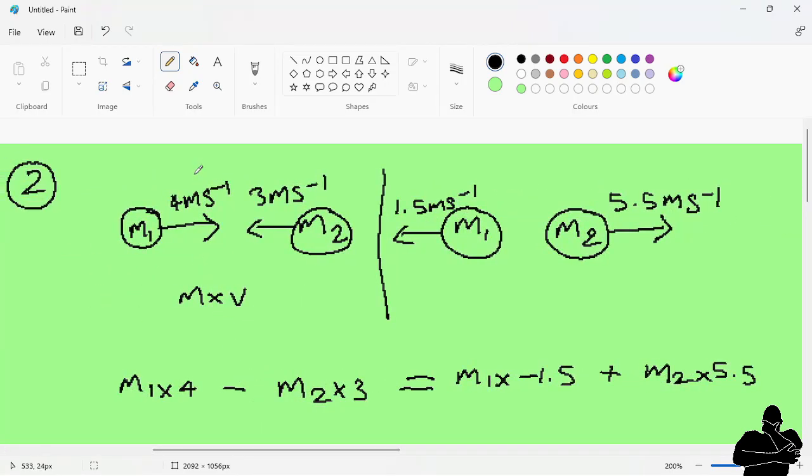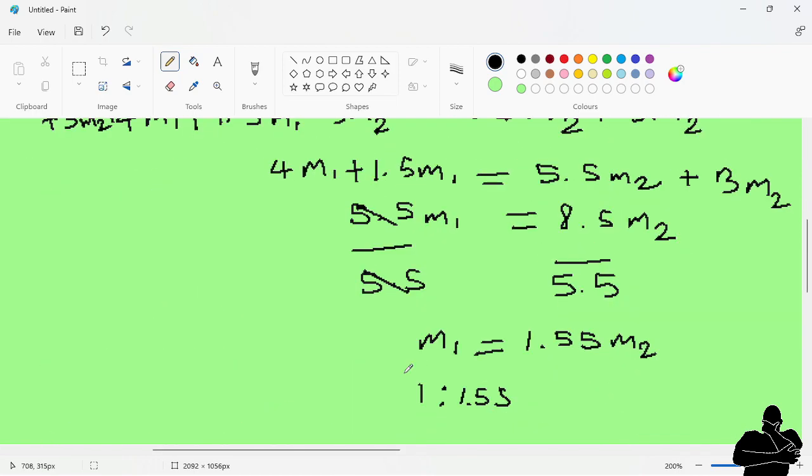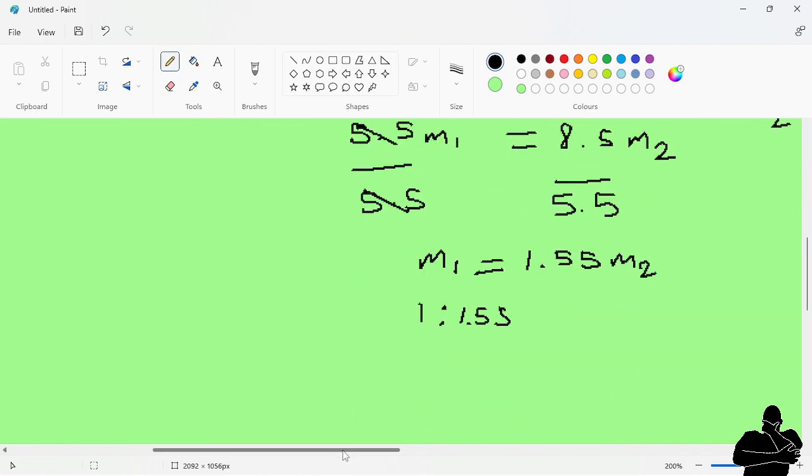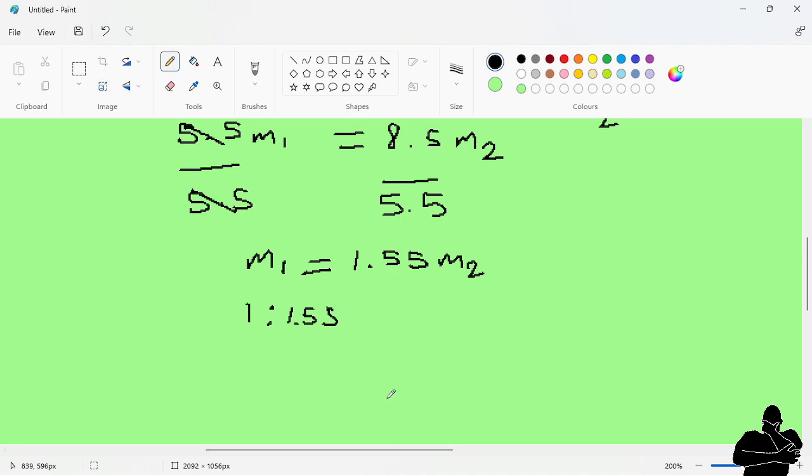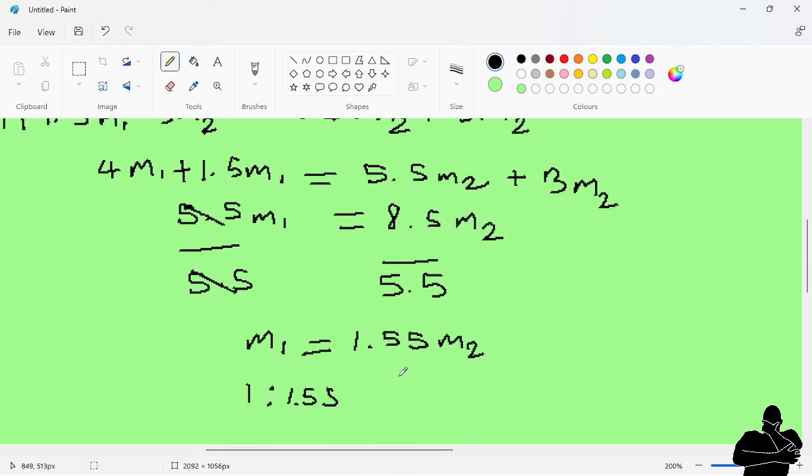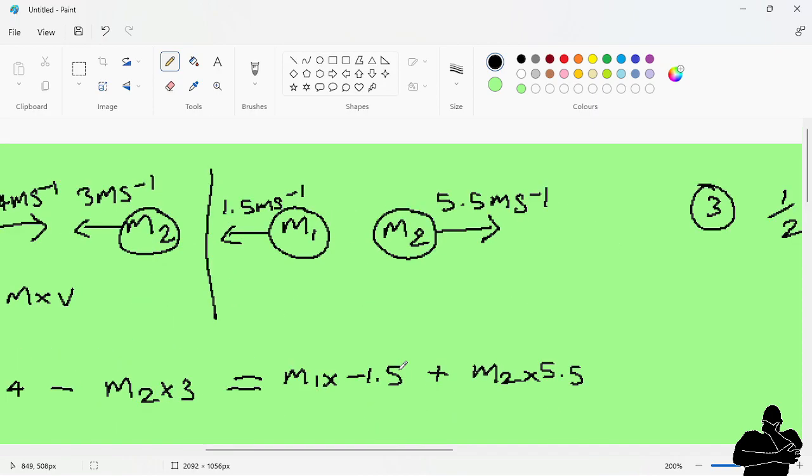We already have the velocities for the two objects here. One is 4 and one is 3 meters per second. We get the mass for one of the objects, which is 8.5 kilograms, but we need to find the mass of the other one. How do we do that? Well, we can use the ratio down here. Now, a ratio of 1 m1 to 1.55 m2 means that m1 is 1.55 times m2. It's 1.55 times larger than m2.